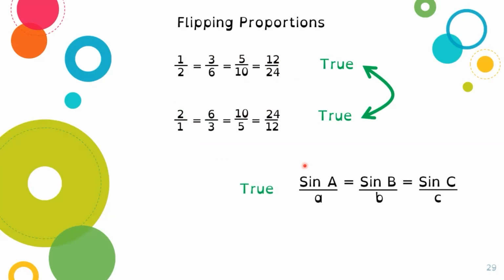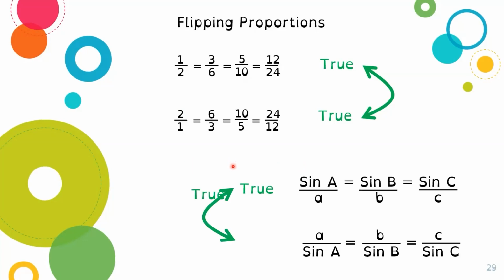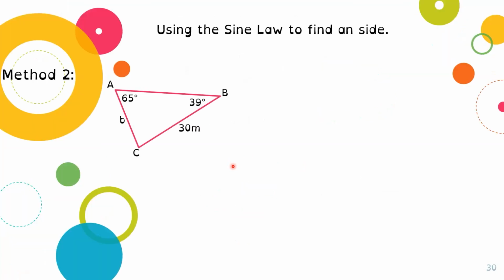So how we apply this is that sine A over a is equal to sine B over b is equal to sine C over c. We know that is true. So if we flip that, we know that a over sine A is equal to b over sine B is equal to c over sine C. This is also true. It's the same law. We've just flipped it upside down and it's still true. The relationship is still true. So we can use that to find the side using less algebra.